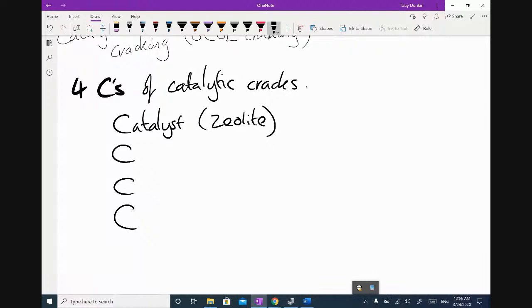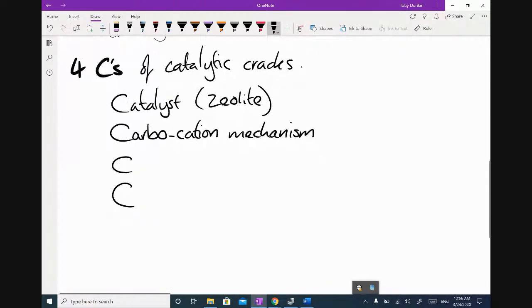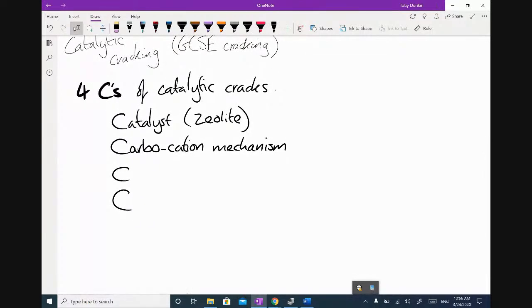The next thing is the mechanism. It goes via what's called a carbocation mechanism. Now you need to know nothing about this, folks. I'm actually going to give you a little bit more detail though, because I'm going to start introducing mechanisms in this particular lesson. The next thing is you form cyclic compounds.